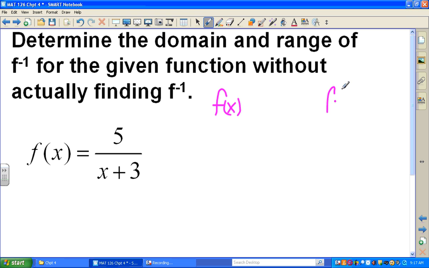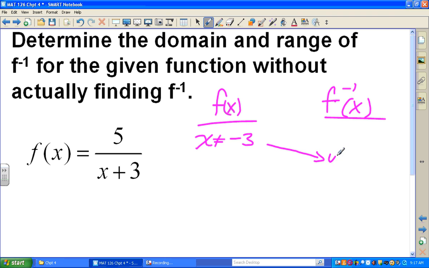F of x and the inverse. What's the domain of this function? William? Good. X cannot equal -3. And if that's the domain, what's the range then of my inverse? Y cannot equal -3. Remember, the domain are x's, the range are y's.